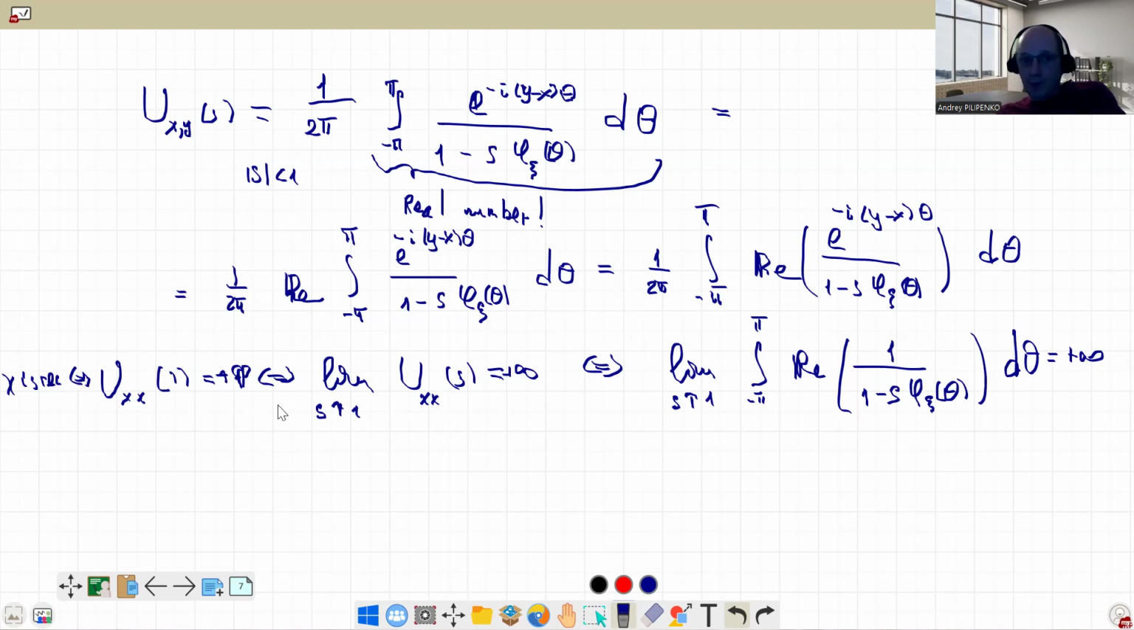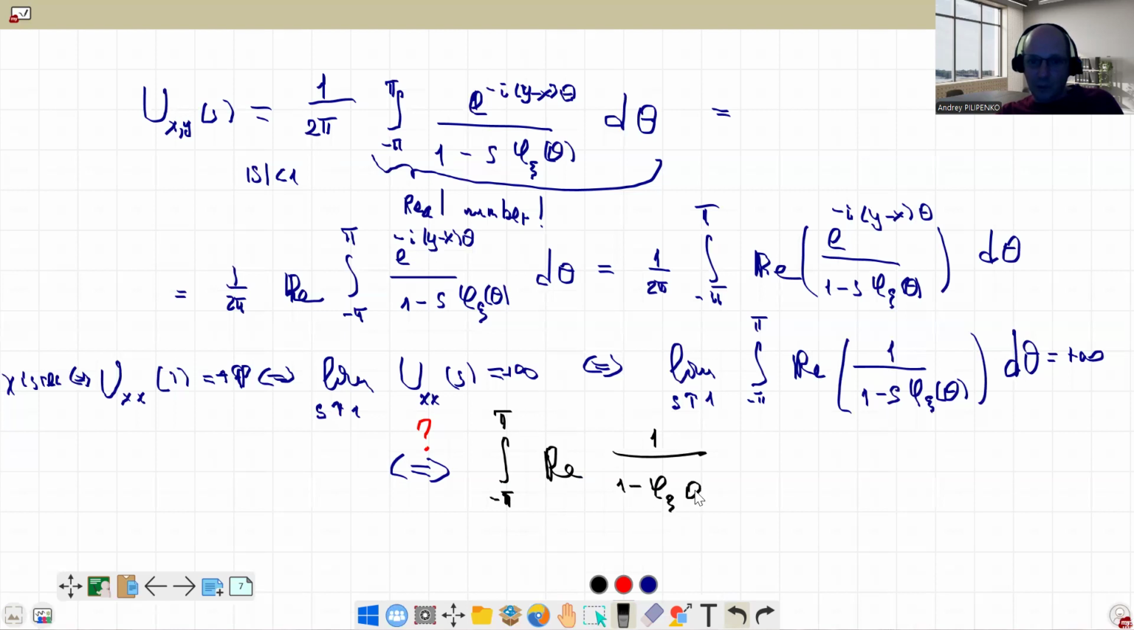So instead of talking about infinite sums, which we don't know how to calculate, we have to prove that the limit of integrals is divergent. Well, it's tempting to say that this happens if and only if the integral from negative pi to pi of the real part of 1 over 1 minus phi psi of theta d theta is plus infinity. However, we need to discuss this statement. At first, this is a complex number. We take the real part and we discuss convergence of the integral.